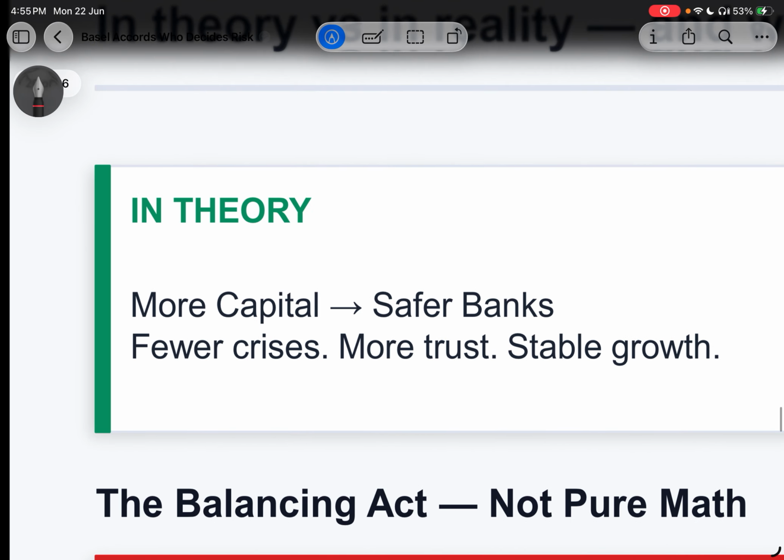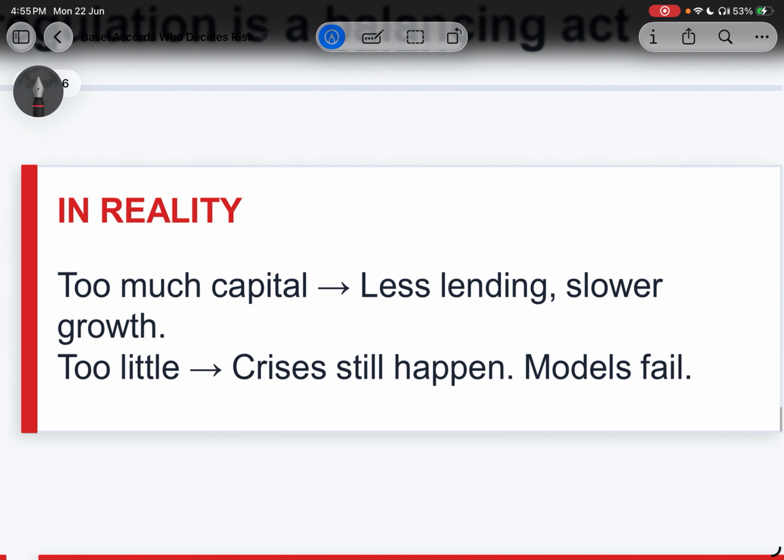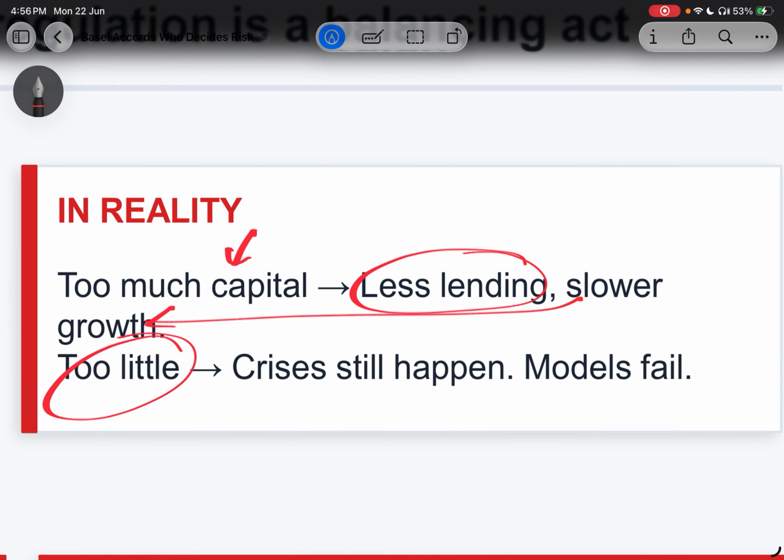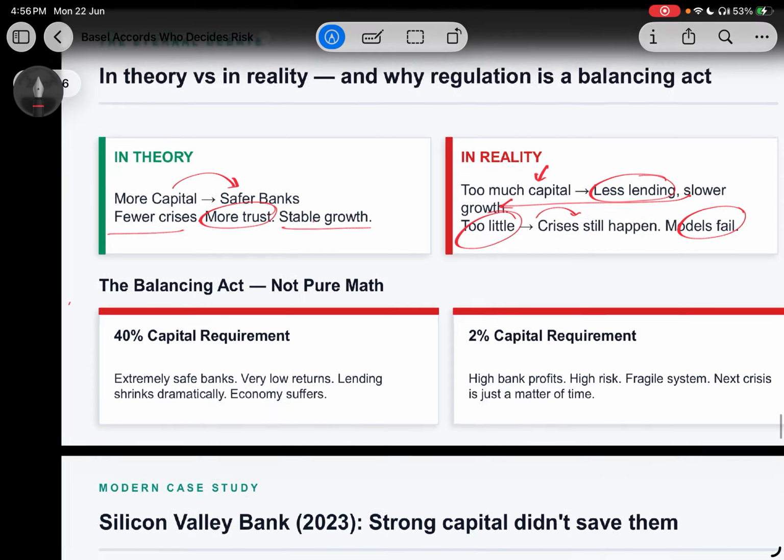In theory, if we have more capital, we have safer banks. There would be fewer crises, trust would increase, and growth would be stable. But in reality, if you are asking for too much capital or too much equity, it's not the same if the CAR is 2% or if the CAR is 8%. If I can't afford the capital requirement, I would lend less, so growth eventually becomes slower. But if the CAR is too little, the crisis would still happen and the model will eventually fail. The purpose is defeated in this situation.